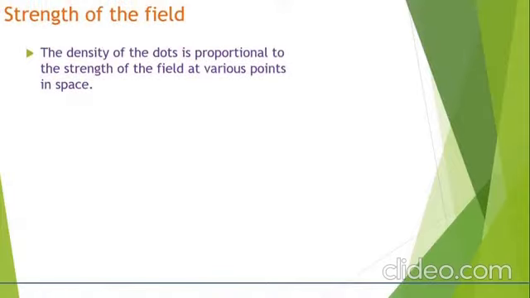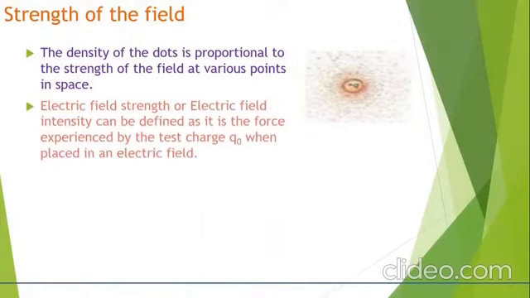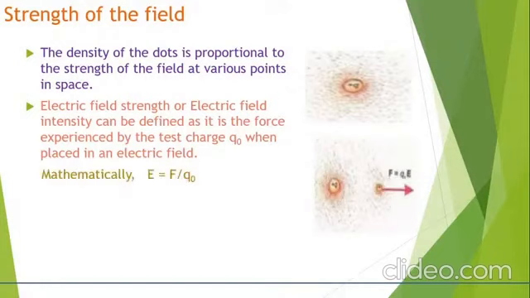Now we'll discuss the strength of the field. As we can see clearly in this picture, the density of the dots is proportional to the strength of the field at various points. And we may define the electric field intensity, which is equal to the force exerted on the test positive charge Q naught when it is placed in an electric field, which is shown in this picture. Mathematically, we can write it as E equals F divided by Q naught. Here F is the force exerted on the test positive charge Q naught.